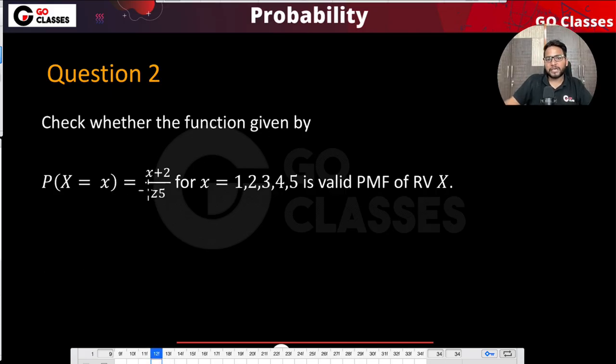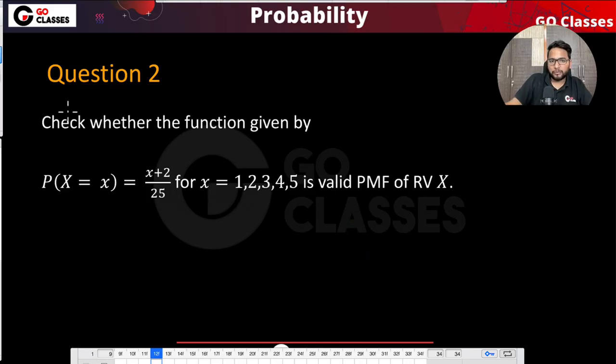Okay. Now let's go to the second question. What they are saying is, check whether the function given by this particular example is a valid PMF of random variable x or not. So whatever the function is that is given, let's check whether it is a valid PMF or not. So how do we check? Every probability should be greater than or equal to 0, obviously, and the summation of the probabilities should be 1.